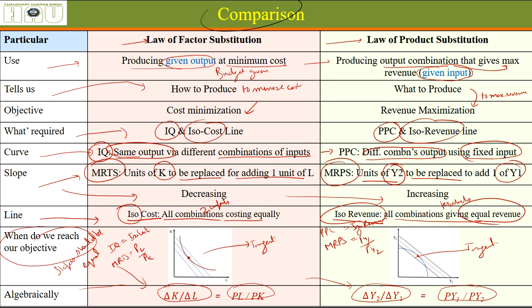So these are the two laws which should be learned in contrast with each other because they are more or less similar. That's why I have shown you this comparison slide. Just remember, the law of factor substitution tells us about producing a given level of output at minimum cost. The law of product substitution tells us we have fixed quantities of inputs available, or fixed money available, so out of different combinations of products, which one should we choose to get maximum revenue. So this will be all for part three of unit 2.